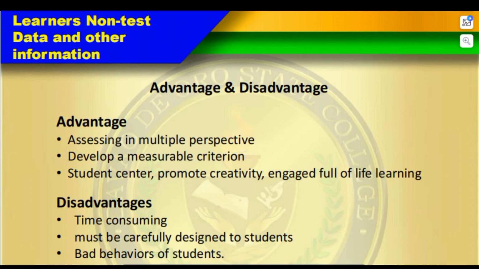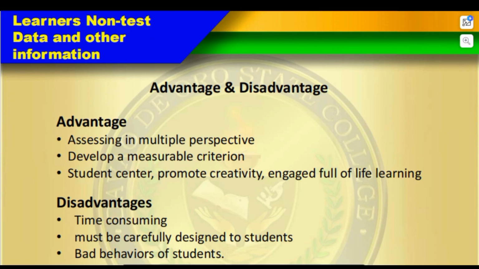We have also, must be carefully designed to students. This refers to the need for activities and tasks to be thoughtfully planned and tailored to meet the specific needs and abilities of students. For example, a science experiment must be carefully designed to ensure that students of different learning styles and abilities can successfully complete it. No?